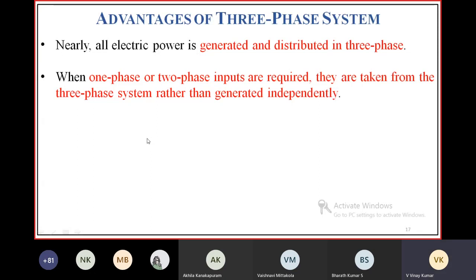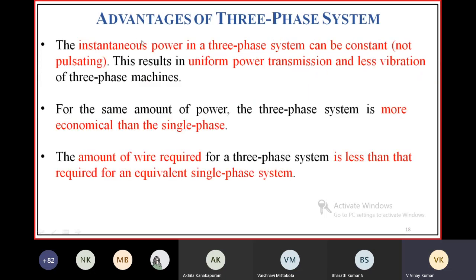We already know, right? If you have a star connection, the neutral point is available. The voltage between line and neutral is called the phase voltage. You can take that phase voltage, and that is enough. That is one phase voltage, taken from the three phase supply. So when one phase or two phase inputs are required, they are taken from the three phase system.